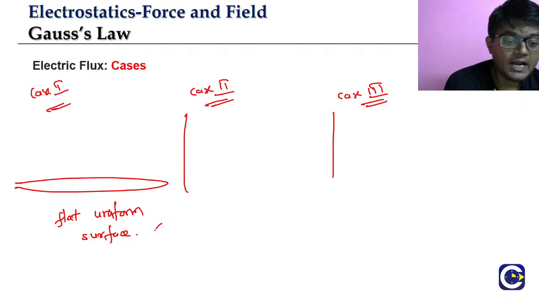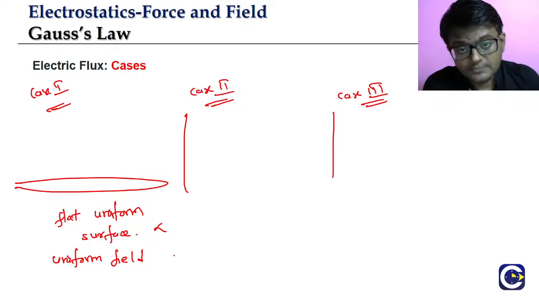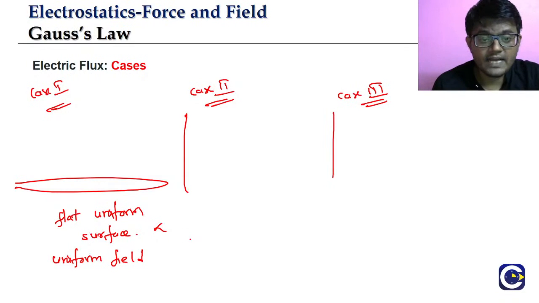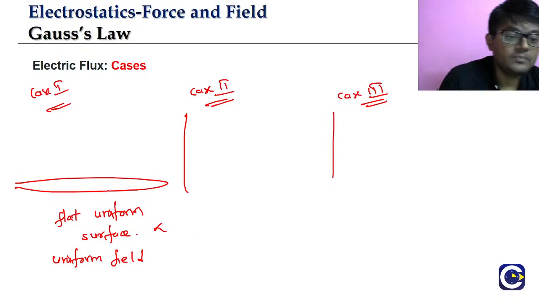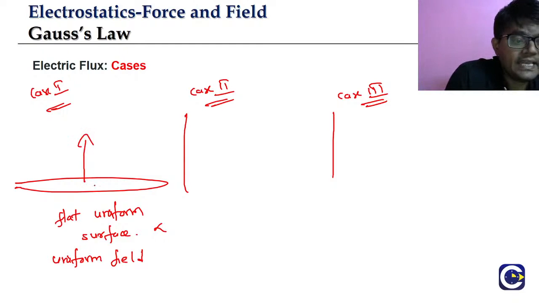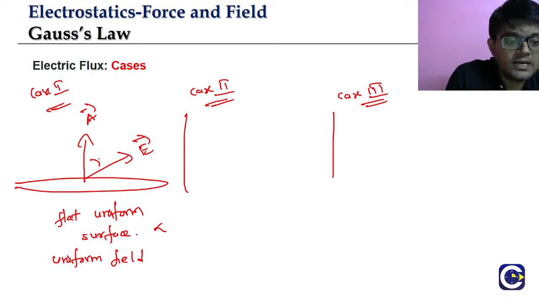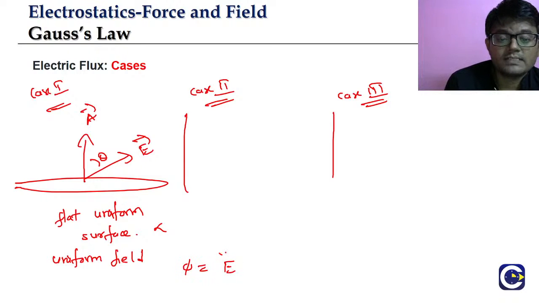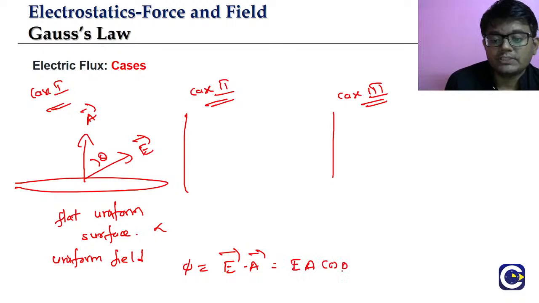Okay, and uniform field. The surface is flat, and the field is also uniform. Look here, so the entire area can be represented by a single area vector A bar. Similarly the field will be E bar. Between the two, let's say the angle is theta. So now for this area, what is the flux? Flux will be simply E dot A. That's all. It is E into A into cos theta.